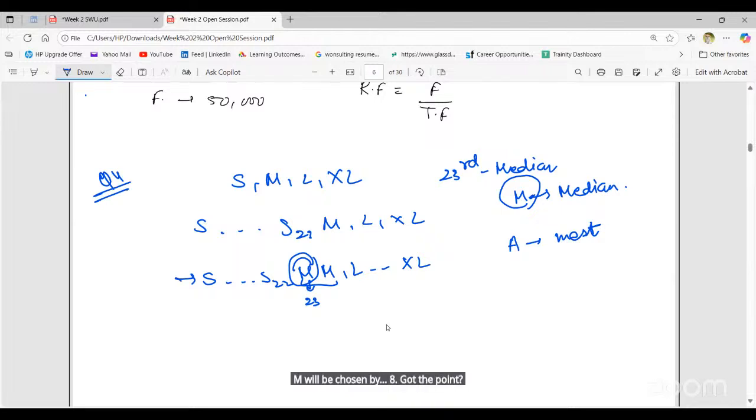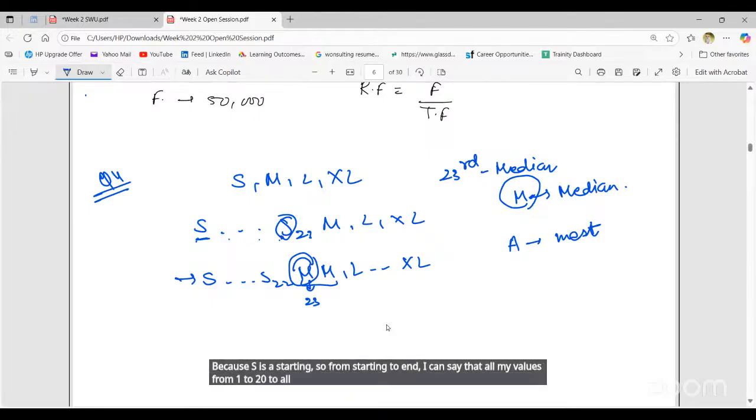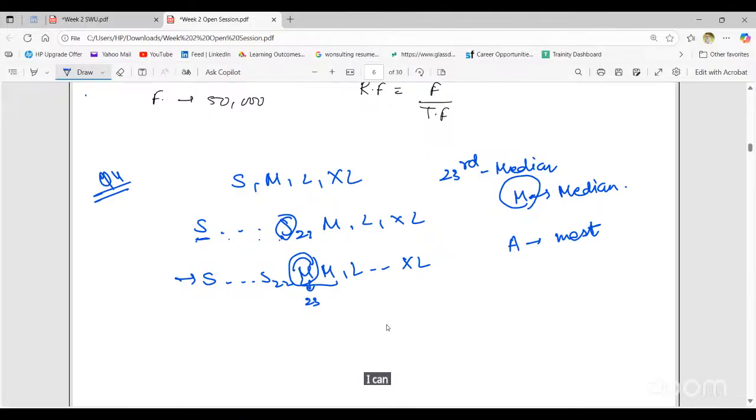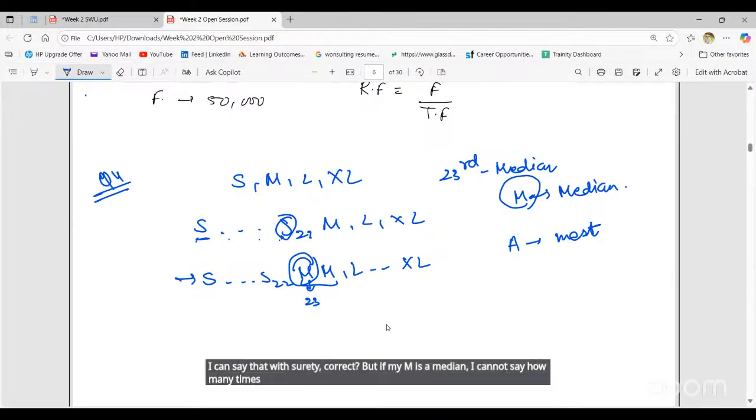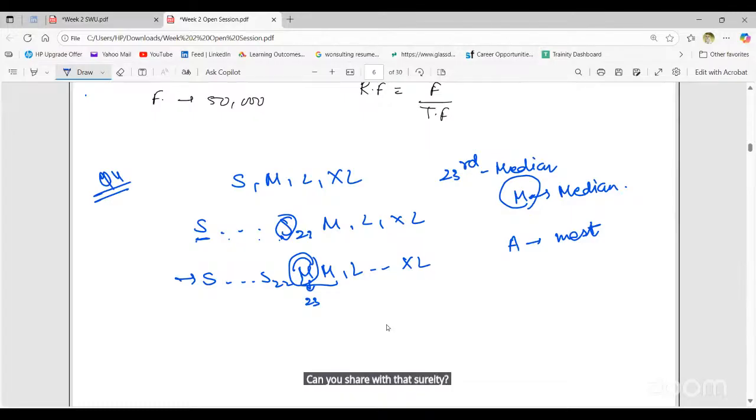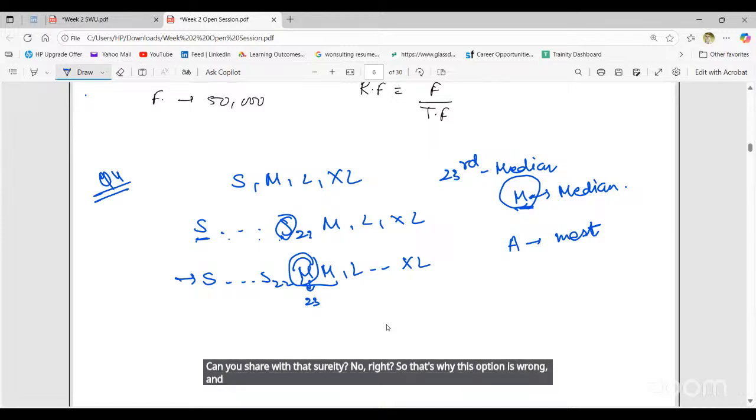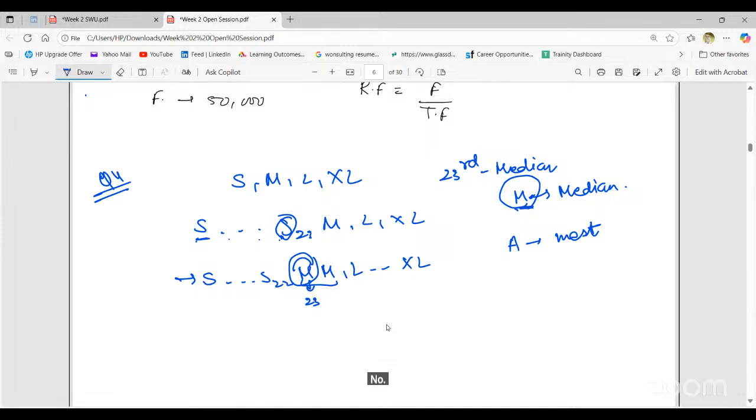Right? But if I say that my S is a median, I can always say that he will choose S, because S is the starting. So from starting to end, all my values from 1 to 22 are S. I can say that with surety, correct? But if my M is a median, I cannot say how many times my S is occurring and how many times my M is occurring. Can you say that with surety? No, right? So that's why this option is wrong and the fourth option is correct. Got the point? Yes, ma'am. Question 4 is clear?